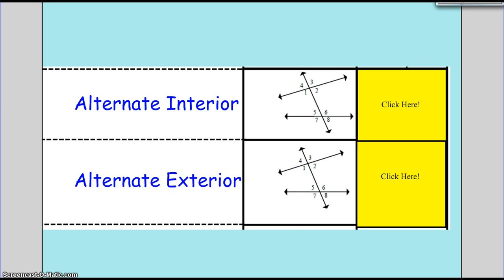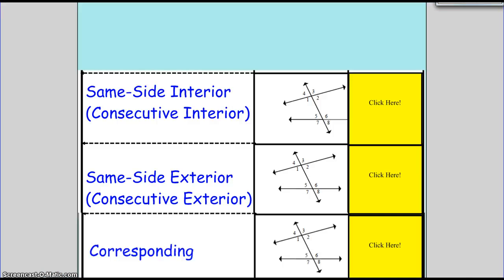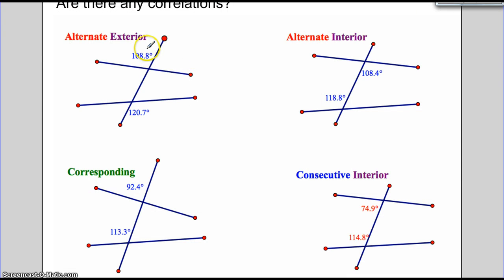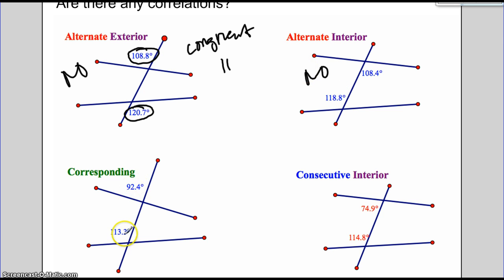Alternate interior angles, alternate exterior. We went through all these. Okay? You'll notice that alternate exterior was supposed to be congruent if they are parallel. So are these parallel? No. Are these parallel? Alternate interior angles are supposed to be congruent, so they are not. Corresponding angles are supposed to be equal, but they're not here. Consecutive interior angles are supposed to be supplementary, but they're not. So none of these are parallel.